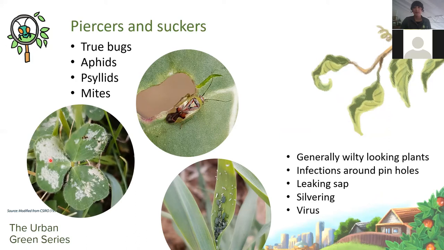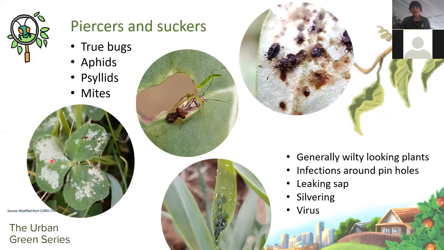And you might get a variety of different symptoms from piercers and suckers. You often won't be able to see the actual hole they poke because it'll be so small. But that hole might open the plant up to infections of fungus or virus. So you might see discoloration around little entry points. You might just see generally wilty looking plants. You might see sap leaking from stems where holes have been poked. And you might see signs of virus being transmitted to your plants through discoloration in leaves.